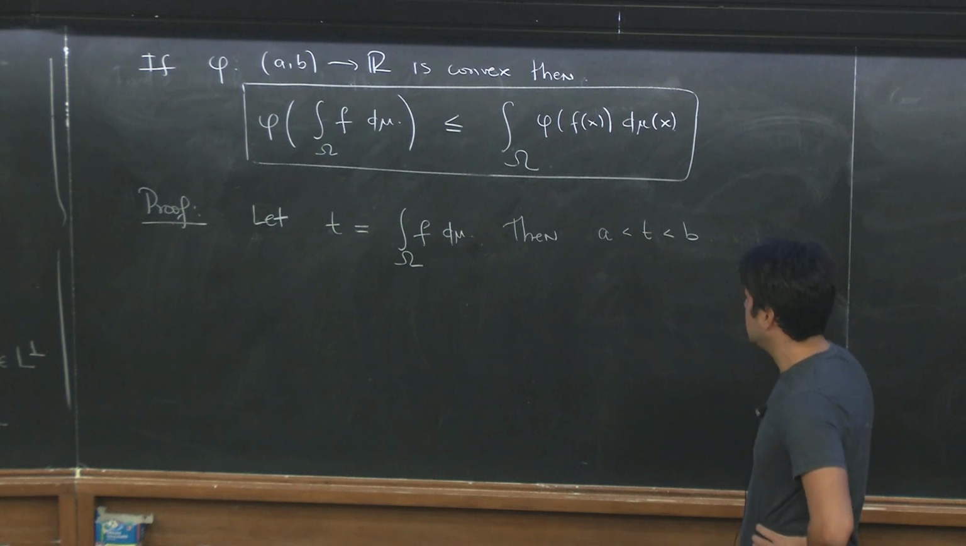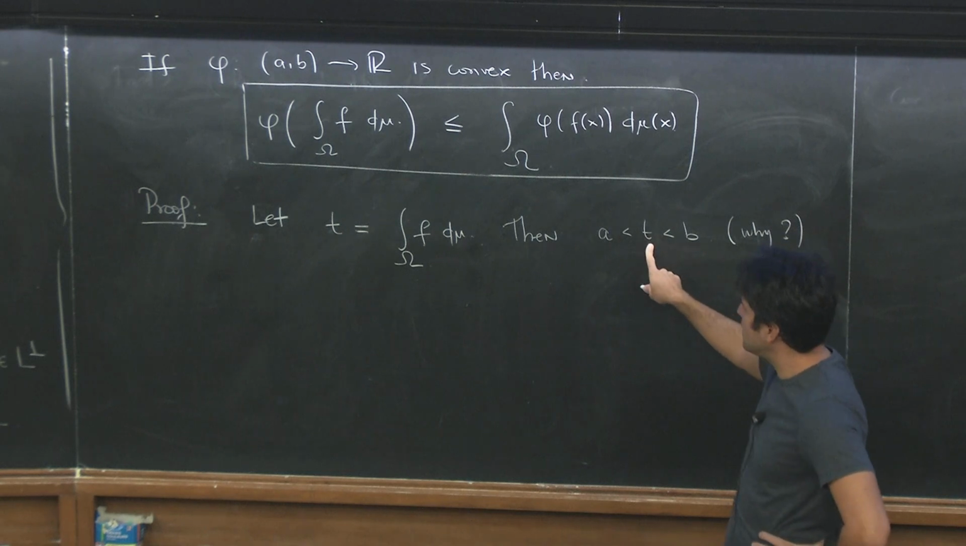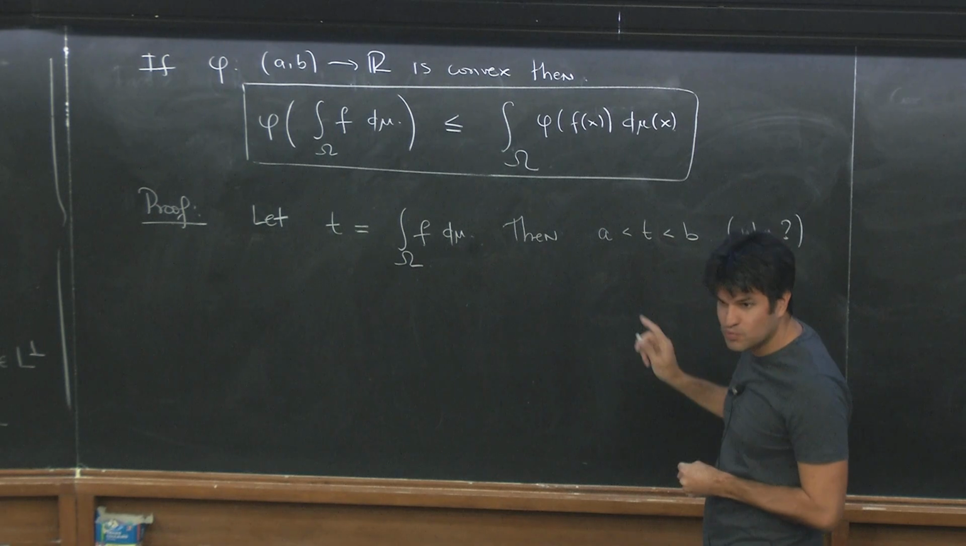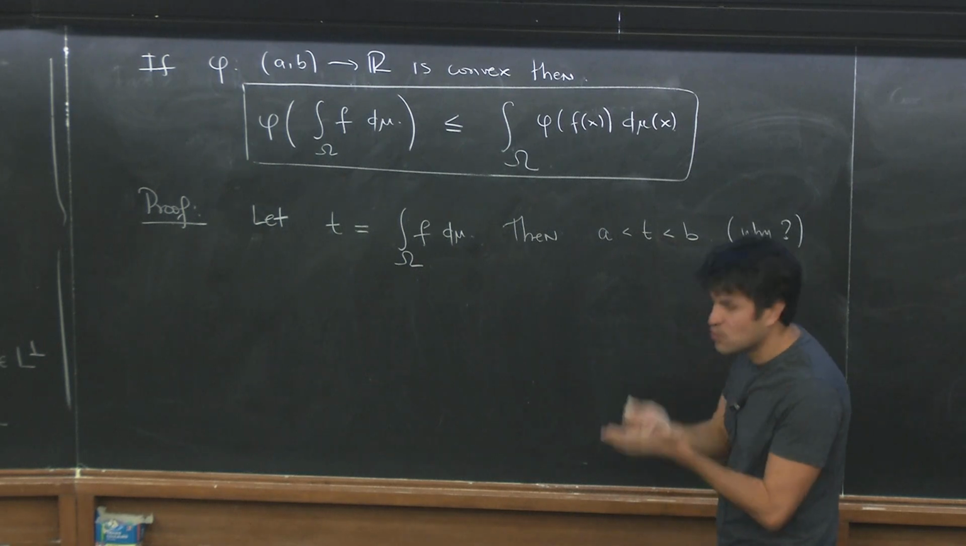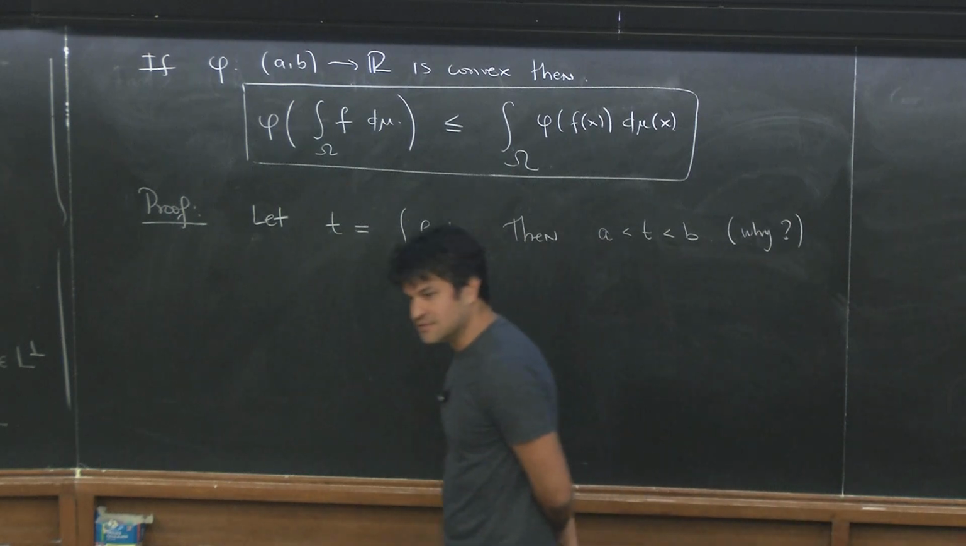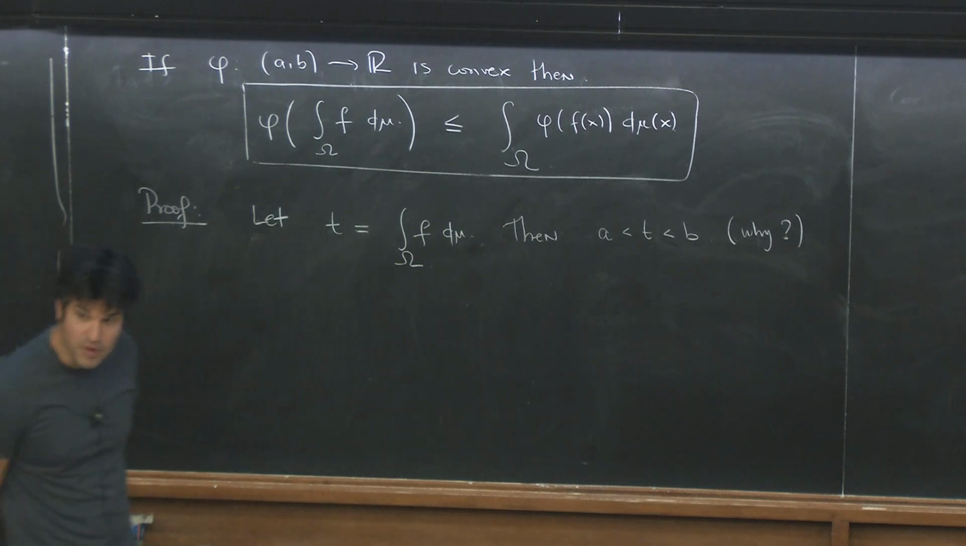Think about why. Because in principle, you could have t less than or equal to a, or less than or equal to b here. But think about why it cannot be equal to a, or why it cannot be equal to b. And my claim to you is that if f of x is strictly less than b for all x, then it's going to be less than b minus 1 over n on a little set of positive measure, for some n very large.